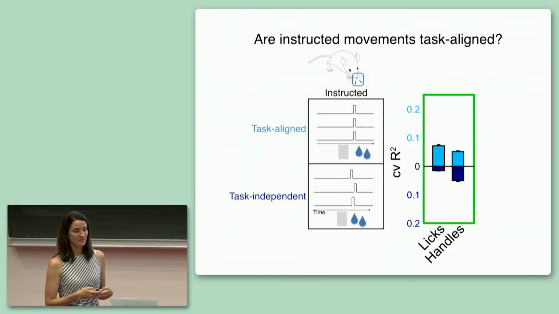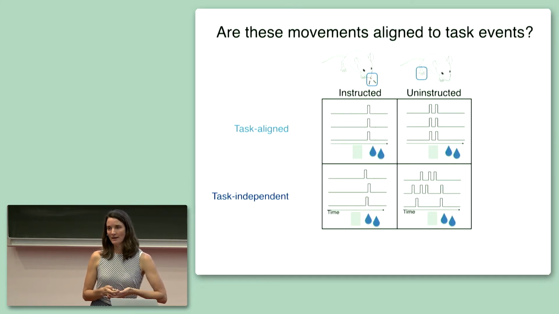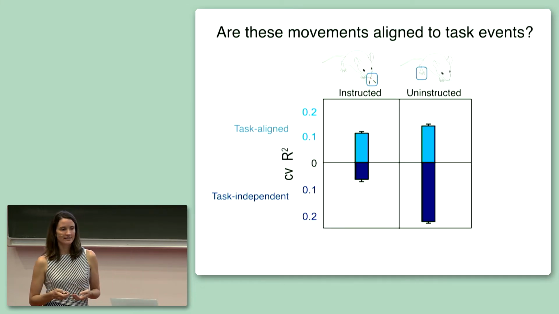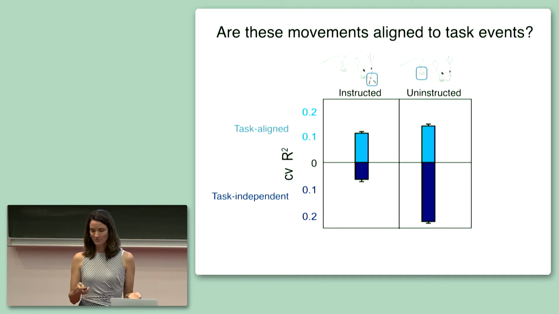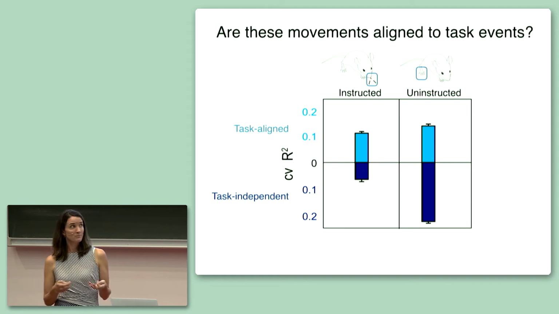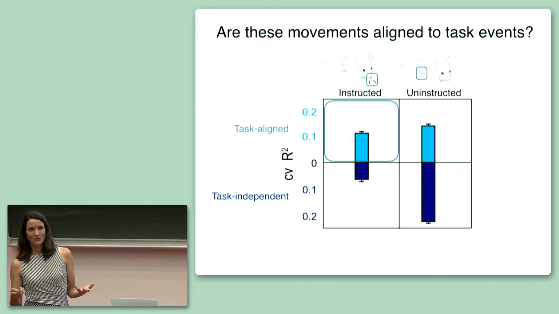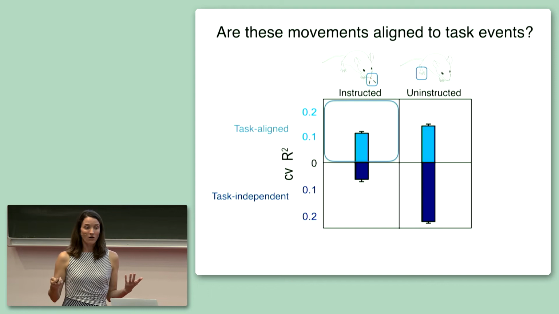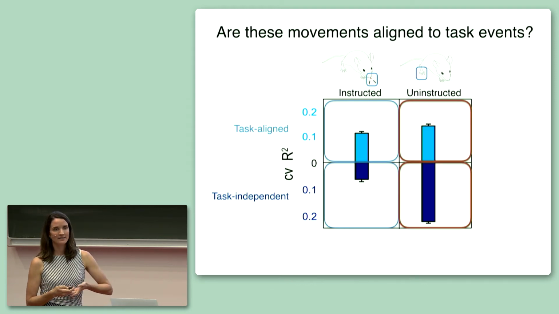Looking at the instructed movements, we found, not surprisingly, that they had a big task-aligned component and a smaller task-independent component as well. So going back to this matrix that I showed you at the beginning, this now summarizes all of the variance that's captured by these different classes of movements. And I just want to remind you that even people that thought really deeply about movements and decision-making really only focused on that upper left quadrant, which is certainly an important one, but it turns out that there are a whole lot of other movements that are really, really important for driving neural activity that have largely been ignored up until now.